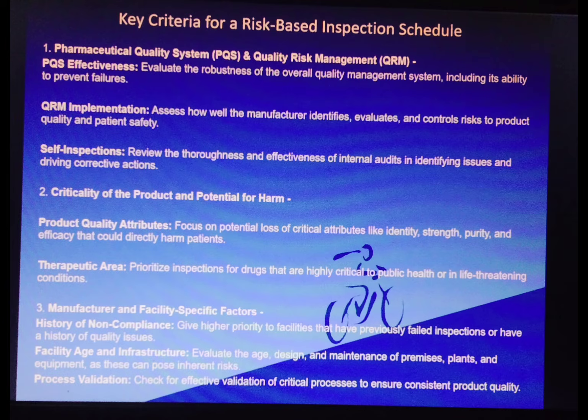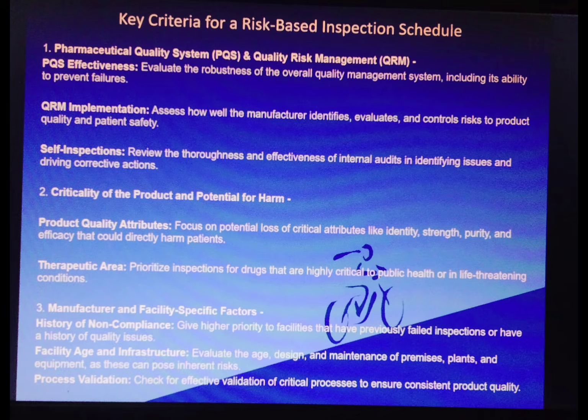Criticality of the product and potential for harm. Product quality attribute: focus on potential loss of critical attributes like identity, strength, purity, efficacy that could directly harm patients. Therapeutic area: prioritize inspection for drugs that are highly critical to public health or in life-threatening conditions.